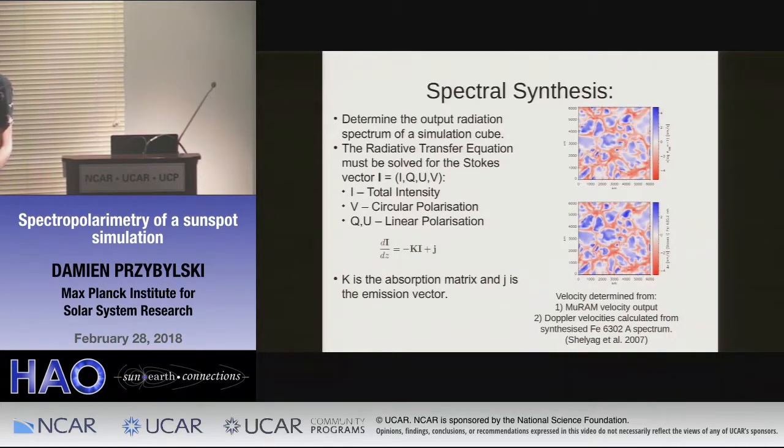And so we take our simulation box. This is a picture of a MURaM snapshot, and we put in the pressure and the density and the physical parameters we have, and from that we simulate a spectral line by solving the radiation transport equation, where I is our intensity and polarization vector, K is an absorption matrix, and J is an emission matrix, and they depend on the local thermodynamics of our simulation box. We solve this pixel by pixel until we get an output radiation spectrum from our simulation.